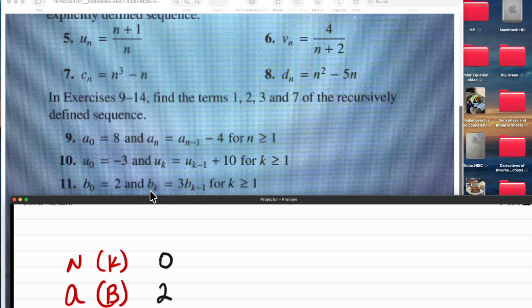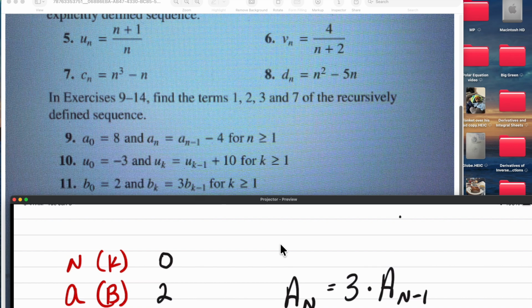That's just like us saying the A value at any position n equals 3 times B at K minus 1, the amount at K minus 1. That's the same thing as us saying the amount at n minus 1. So there's the neighbor.